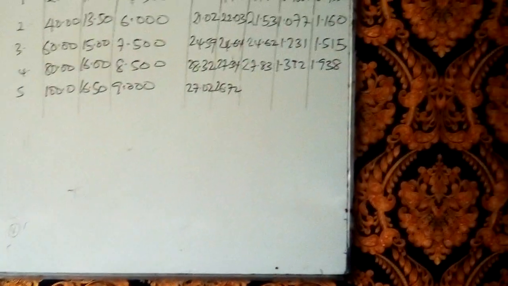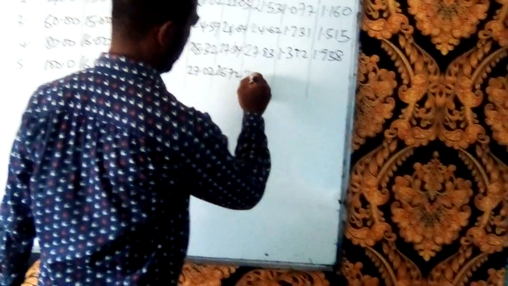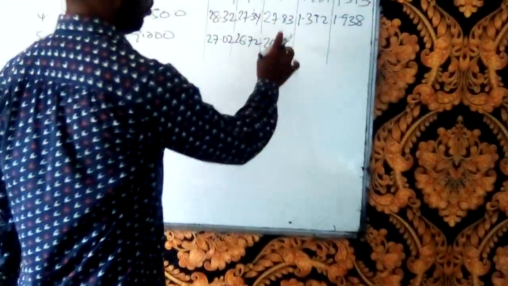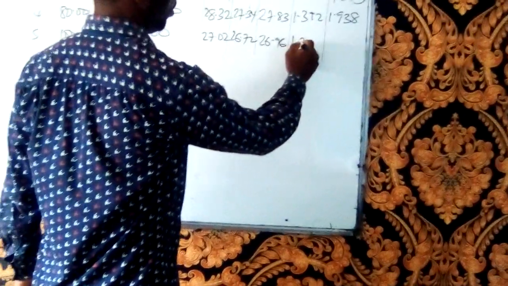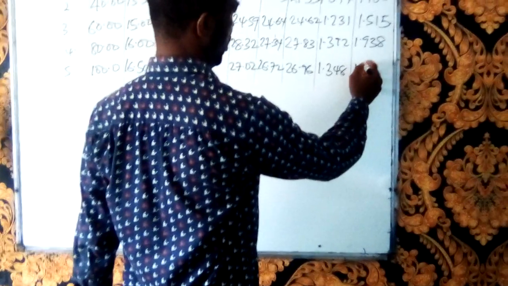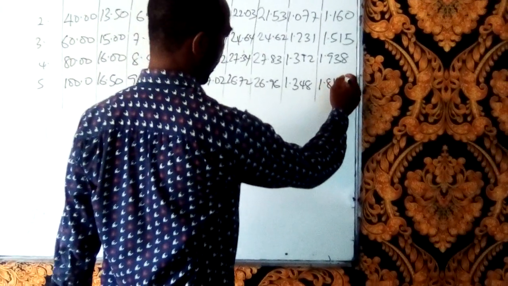6.96 divided by 20. 96 divided by 20 gives 1.348. Squaring this value gives 1.817. Okay, let's look at that reading.